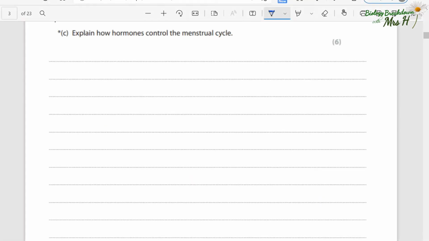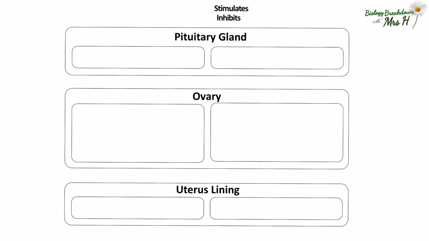Explain how hormones control the menstrual cycle. So I'm just going to quickly go over this figure of 8 diagram that you've probably already seen before. We've got 3 parts in the menstrual cycle that are involved. We've got the pituitary gland, the ovary and the uterus lining. The pituitary gland secretes FSH into the blood. That targets the ovary. So an egg matures.